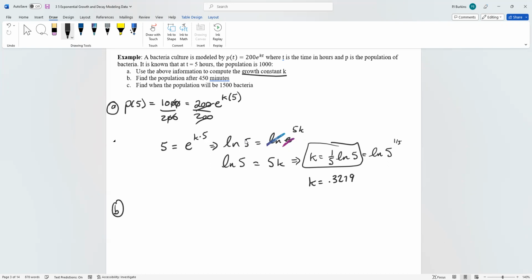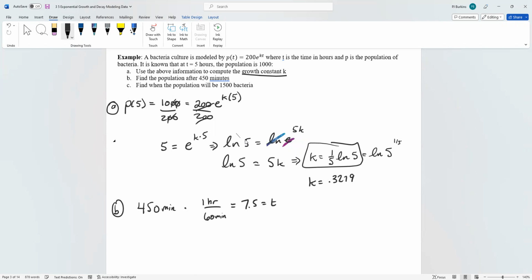Part B says find the population after 450 minutes. Now you have to be careful. You can't just plug in t equals 450, right? Because that is in minutes. We need hours. So we first have to convert that. So 450 minutes times, for every 1 hour, there is 60 minutes. So this isn't going to come out nicely, I don't think. Let's see, it might actually. 450 divided by 60, 7.5, not too bad.